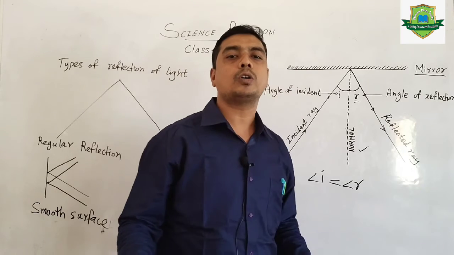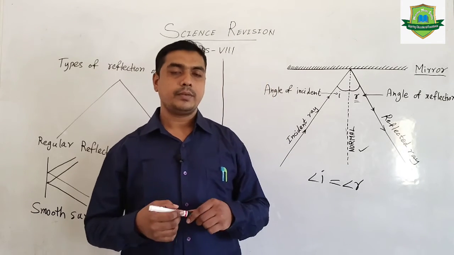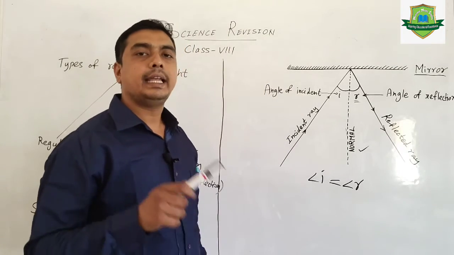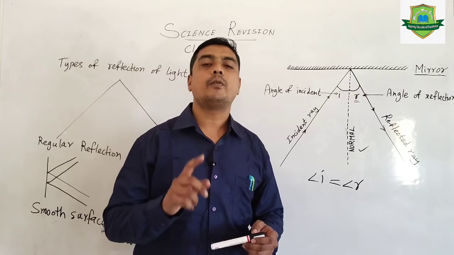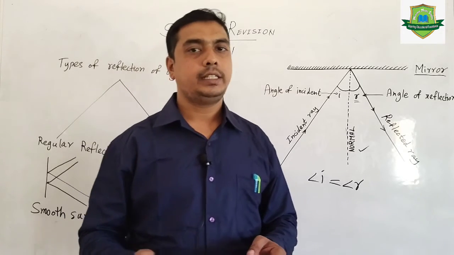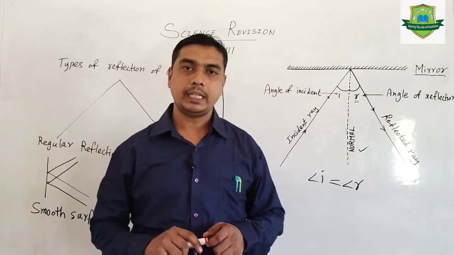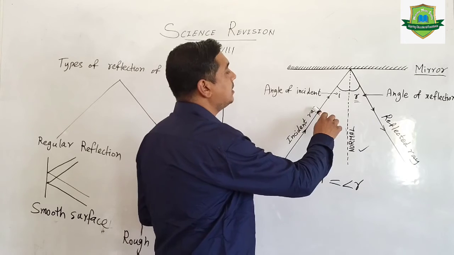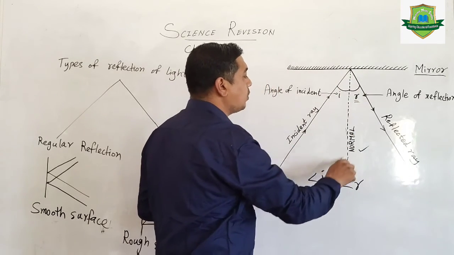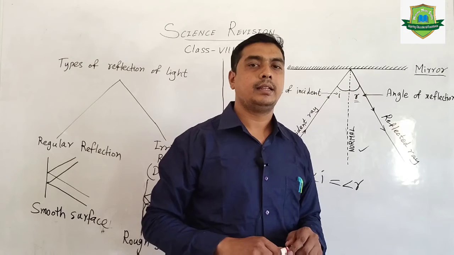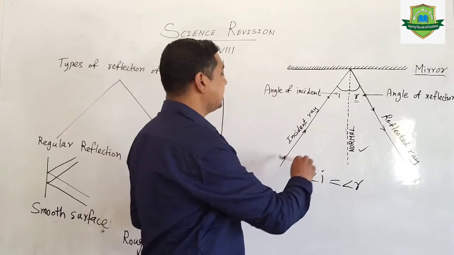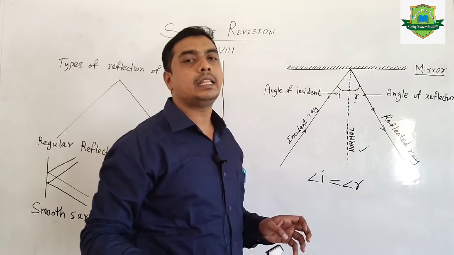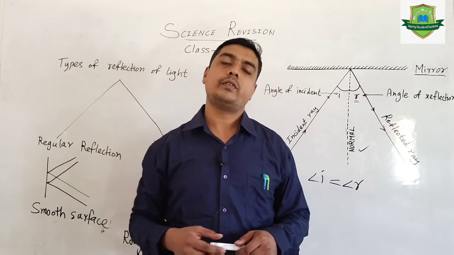Now let's discuss the laws of reflection of light. Dears, there are two laws of reflection of light. One we discussed here itself, that the angle of incidence is equal to the angle of reflection. That is one law of reflection of light, and the other law is that the incident ray, the reflected ray and the normal lie in the same plane. Okay, I am repeating again, the incident ray, the reflected ray and the normal lie in the same plane. These are the two laws of reflection of light.